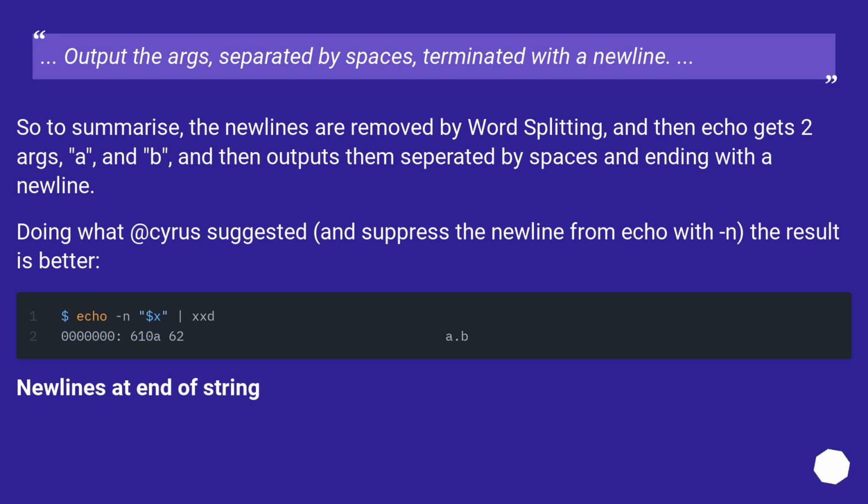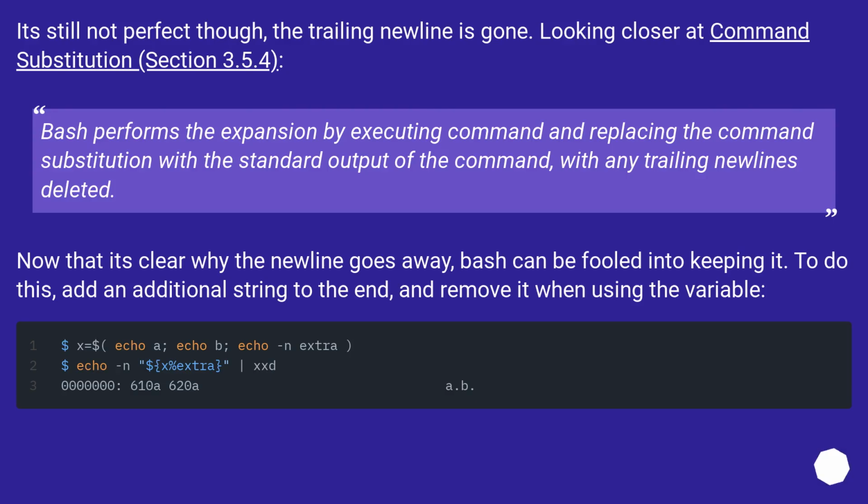New lines at end of string. It's still not perfect though, the trailing new line is gone. Looking closer at command substitution, section 3.5.4. Bash performs the expansion by executing command and replacing the command substitution with the standard output of the command, with any trailing new lines deleted. Now that it's clear why the new line goes away, bash can be fooled into keeping it. To do this, add an additional string to the end, and remove it when using the variable.